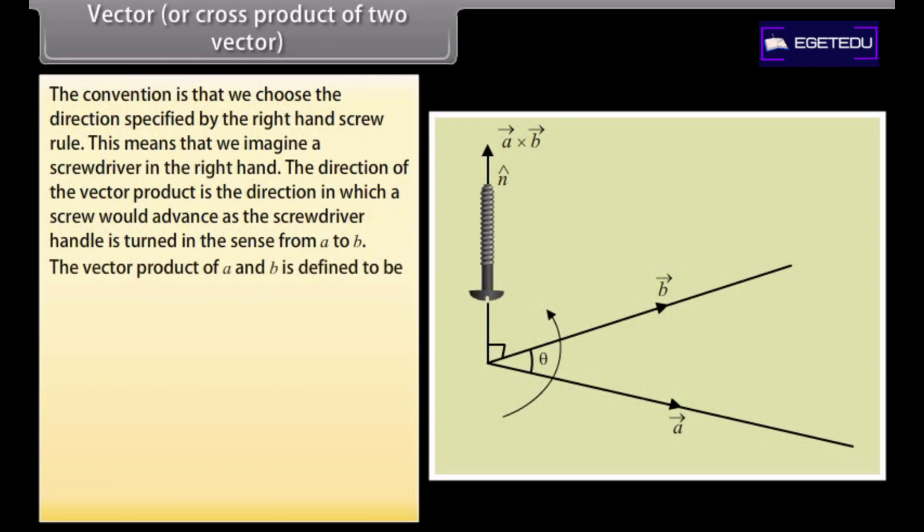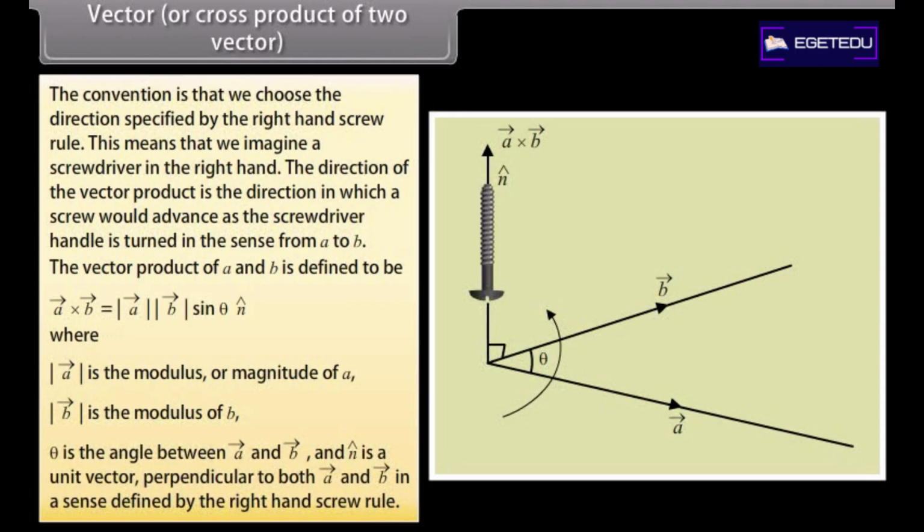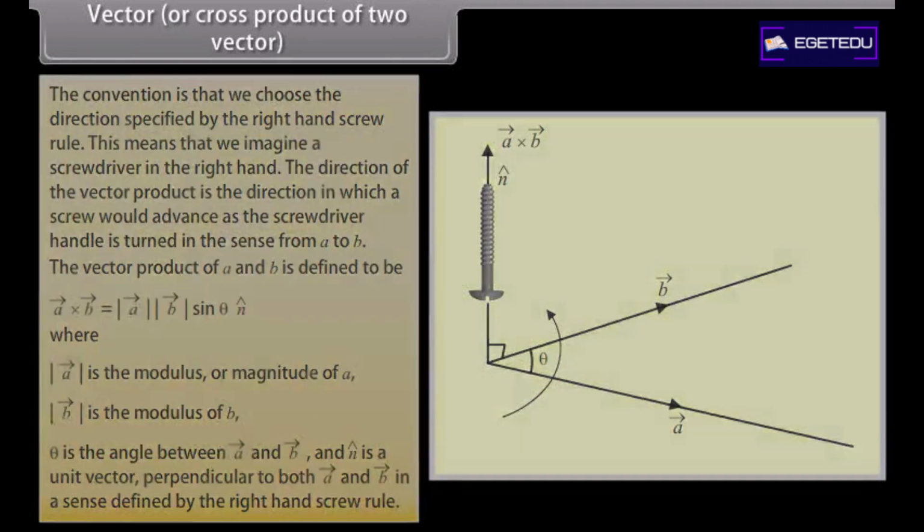The vector product of A and B is defined to be vector A cross vector B equals the magnitude of vector A times the magnitude of vector B times the sine of theta, in the direction of n cap, where the magnitude of vector A is the modulus of A, the magnitude of vector B is the modulus of B, theta is the angle between vectors A and B, and cap n is a unit vector perpendicular to both vectors A and B in a sense defined by the right-hand screw rule.